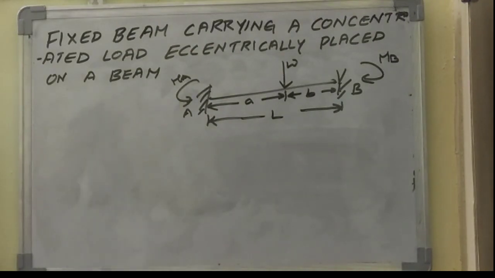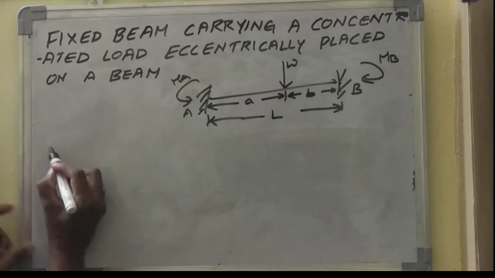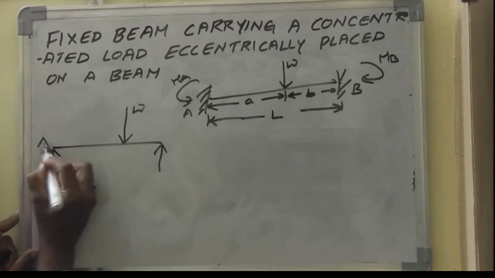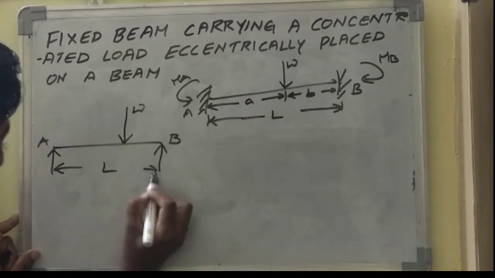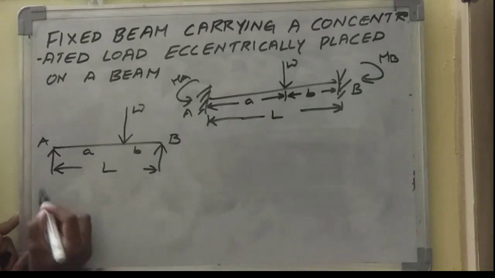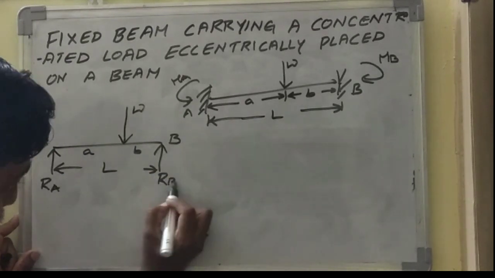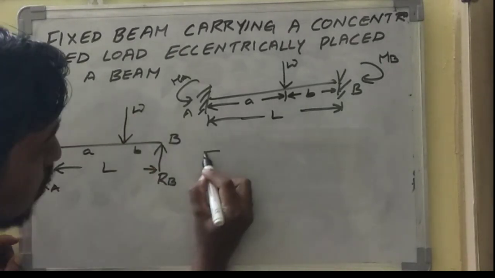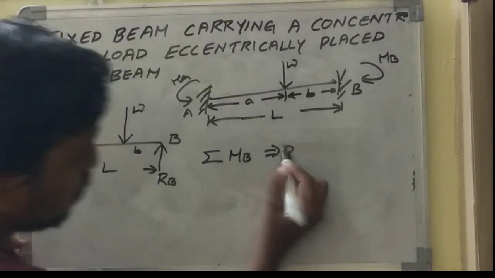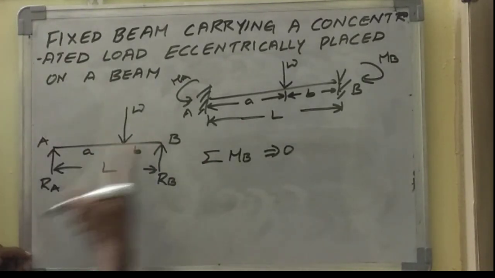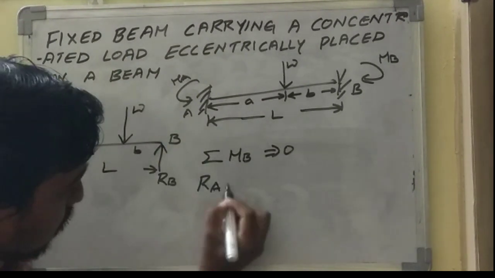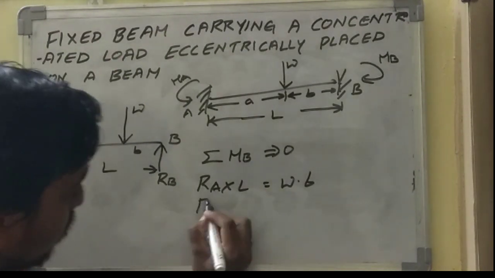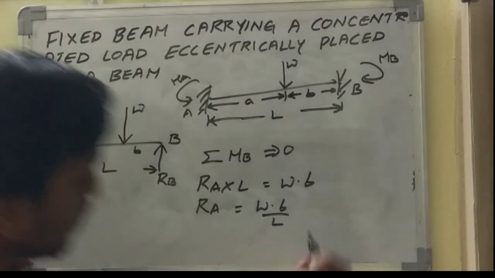So here I am drawing the free bending moment diagram. First of all, I am taking a simply supported beam AB of span L. Here I want RA and RB. How will you get the support reactions? By resolving. So I am taking moments about B equal to 0. Therefore, taking the clockwise moment RA into L equal to W into B, which is anti-clockwise. Therefore, your RA will be equal to W into B by L.